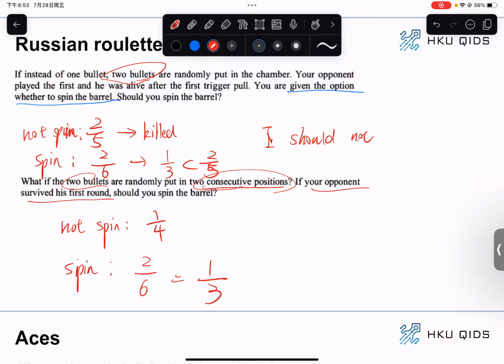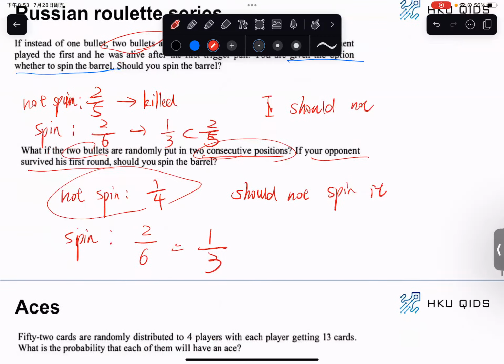So should I spin it? You still should not spin it. Because if you don't spin it, you have a lower chance of being killed, okay? Now let's come to the next one.